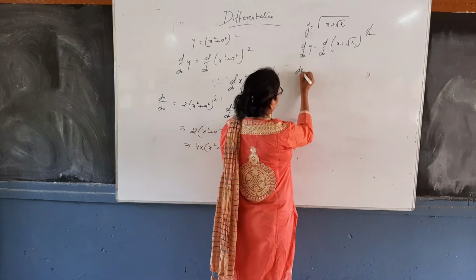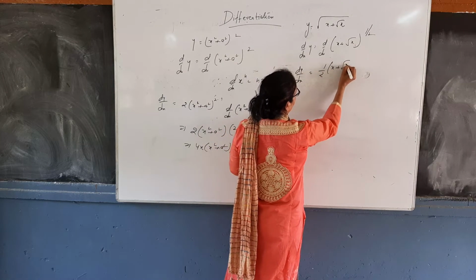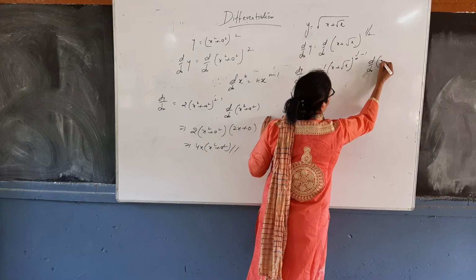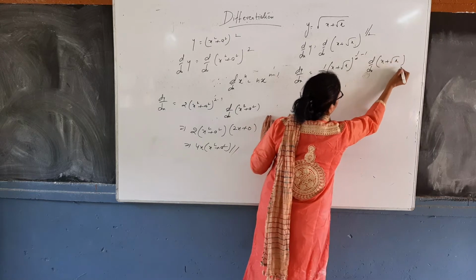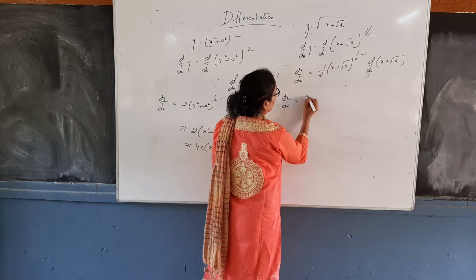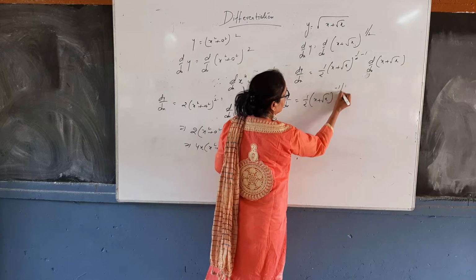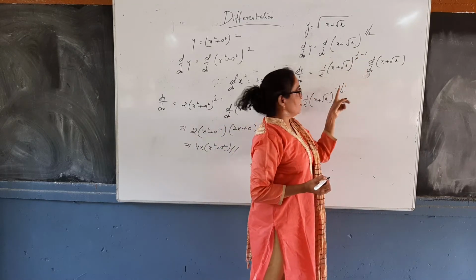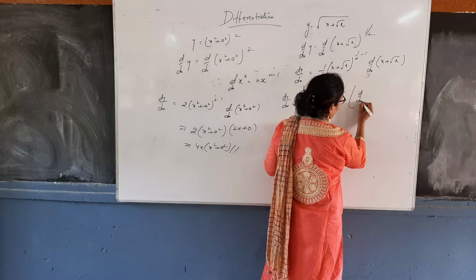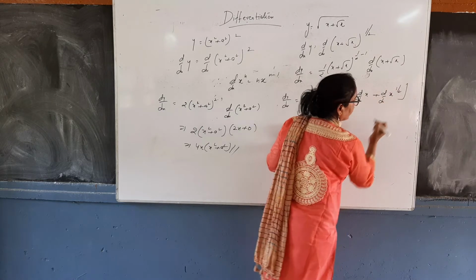So dy by dx is equal to 1 by 2 into x plus root x raised to power 1 by 2 minus 1, into d by dx of this function x plus root x. Now dy by dx is equal to 1 by 2 into x plus under root x raised to power minus 1 by 2. Here 1 by 2 minus 1 is minus 1 by 2. Differentiate this, so it will be d by dx of x plus d by dx of x raised to power 1 by 2.